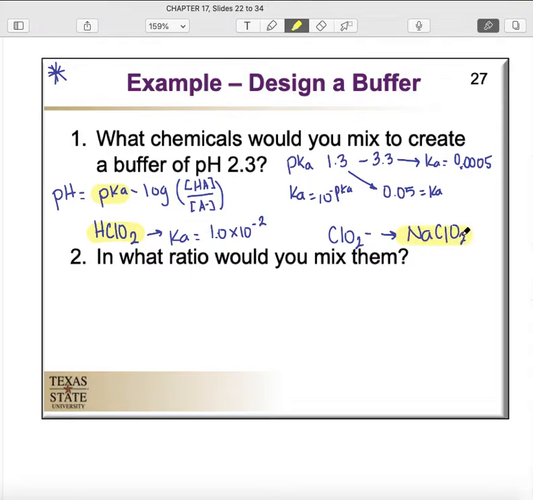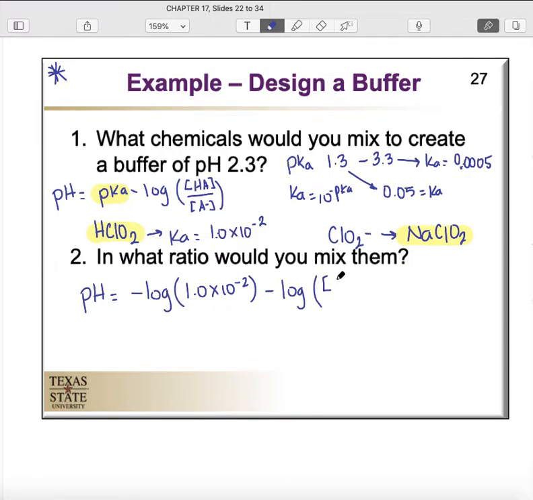Here we go. And so now I have identified the two substances that I'm going to utilize, HClO2 and NaClO2. Now, I need to figure out what molar ratio to mix them at in order to get the pH that I want for that buffer. And so that's where I come back again to the Henderson-Hasselbalch equation. I'm going to say, okay, now my pH is going to be equal to my pKa. Now the pKa is going to be the negative log of the actual Ka of the substance that I have selected, which is 1.0 times 10 to the negative 2, minus the log of that ratio of the two substances.